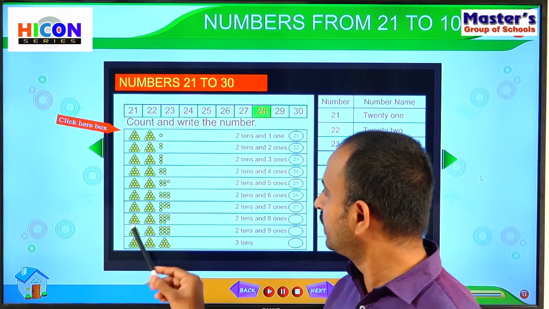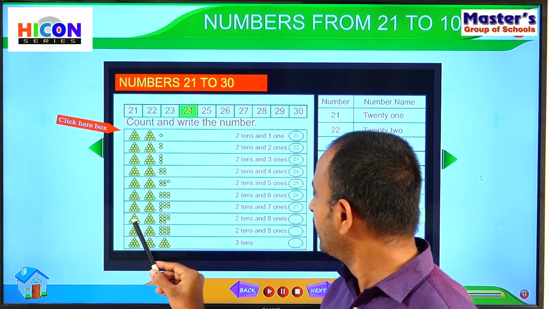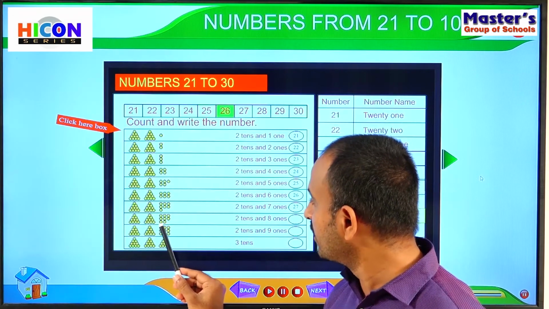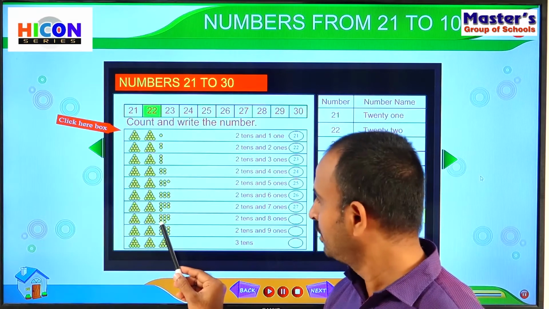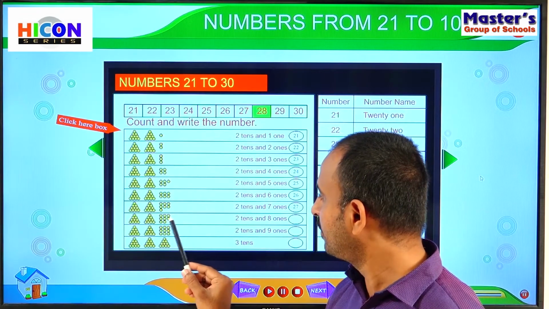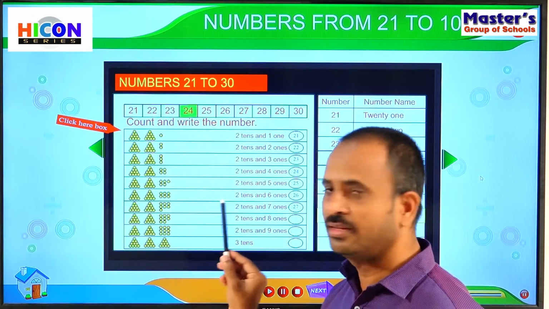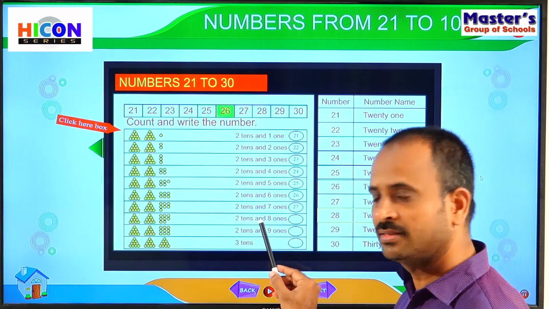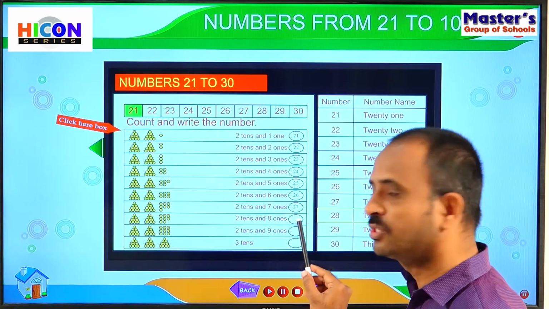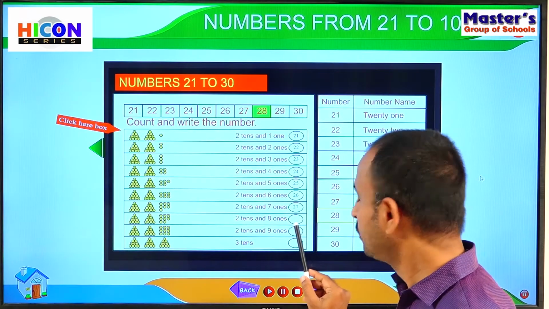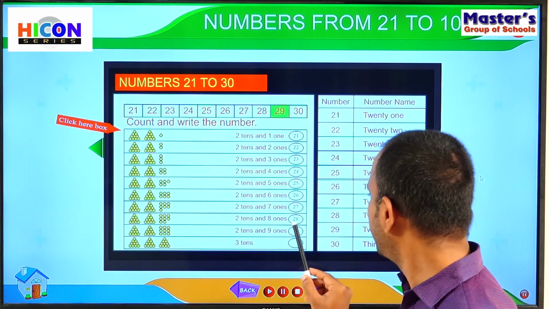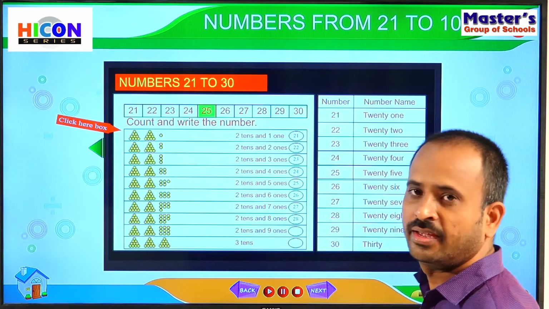So children, see the next one here. How many tens are there here? Here also there are two tens. And how many ones are there? 1, 2, 3, 4, 5, 6, 7, 8. So 8 ones are there. So 2 tens and 8 ones. How much number does it form? It forms 28. So write 28 here, and it can be read as 28.